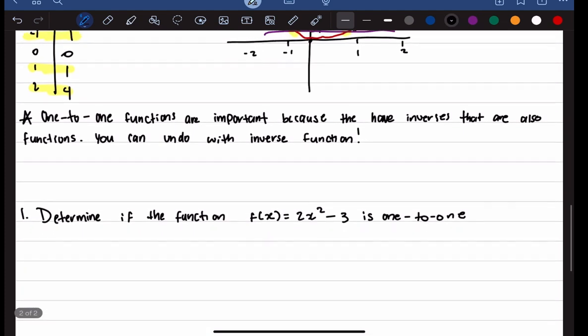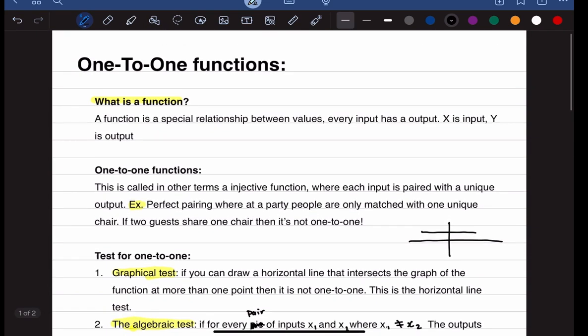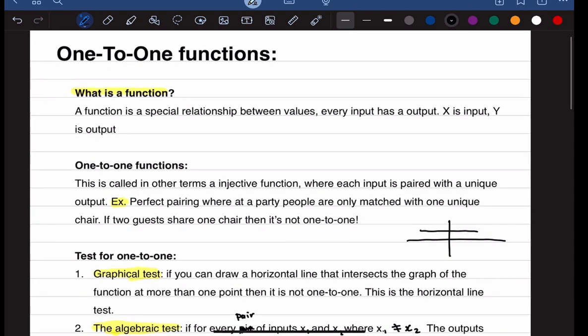And one thing is that 1-to-1 functions are very important because they have inverses that are also functions. I'll be doing a whole other video about this where you can find the inverse function. It's very easy. You just replace the x with the y and then the y with the x, and you have to solve for y this time. But this was my little introduction on 1-to-1 functions.